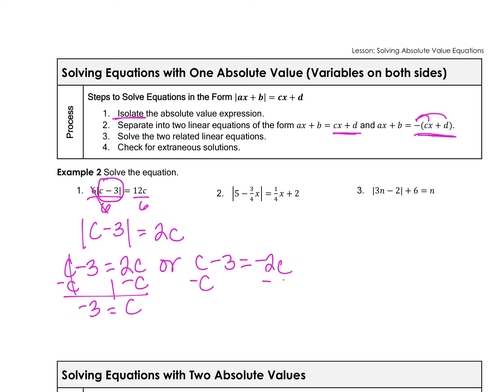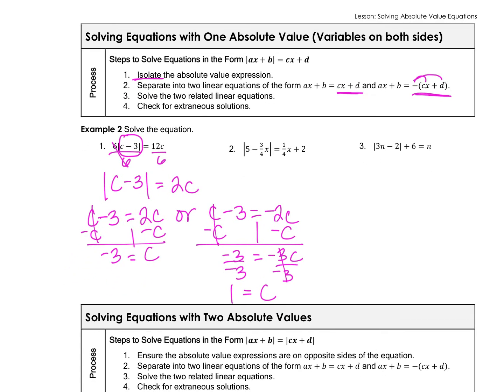Subtract c, subtract c. So I get negative 3 equals negative 3c, and then divide by negative 3. So c equals positive 1. So I have my two solutions here. Now remember, once you've solved for it, make sure that you're checking for extraneous solutions. This one actually, because I already know that one of them is not going to work. So I'm going to go ahead and check them and show you what I mean by they don't work.